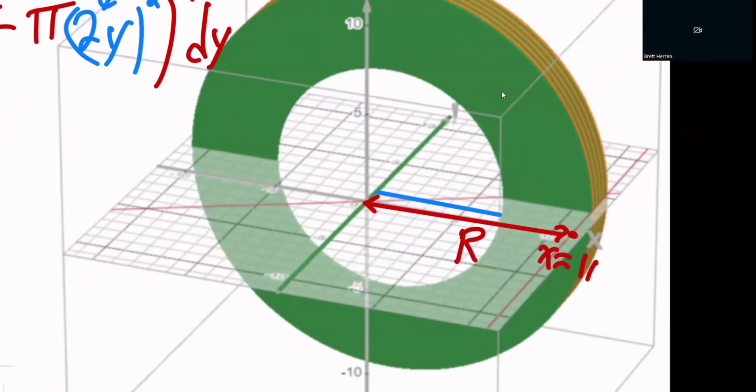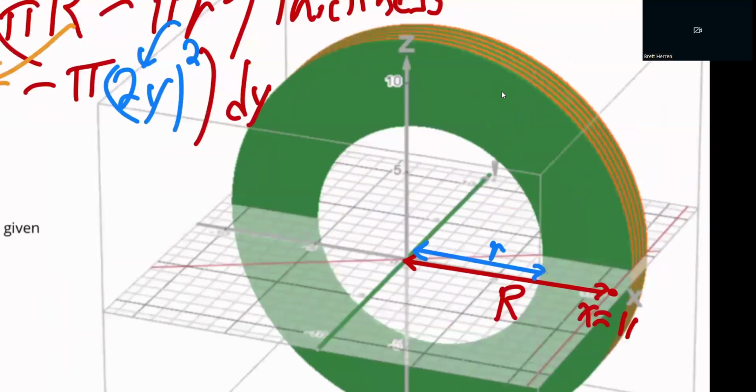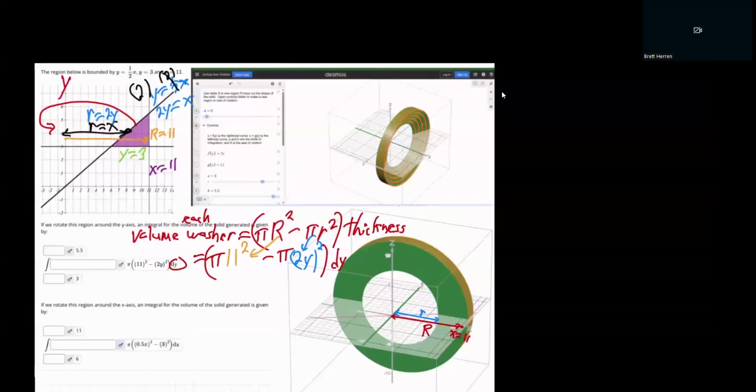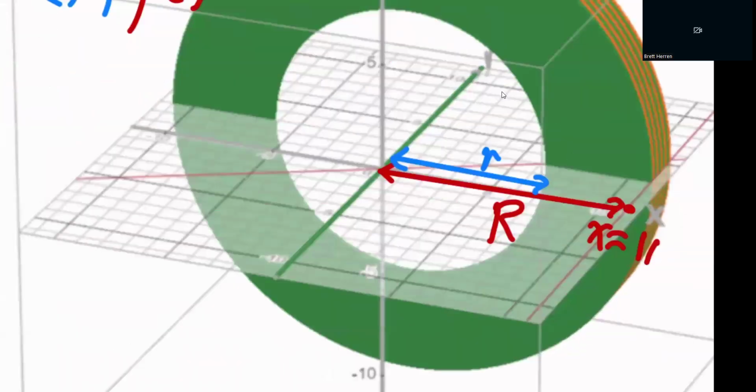Little inner radius. And what is it hitting? It's hitting that diagonal line right there. The diagonal line is, what was it? Y equals a half x. Yeah, it's y equals a half x.